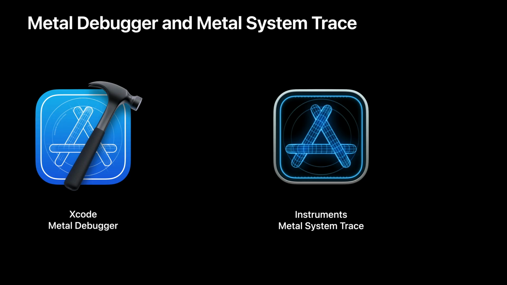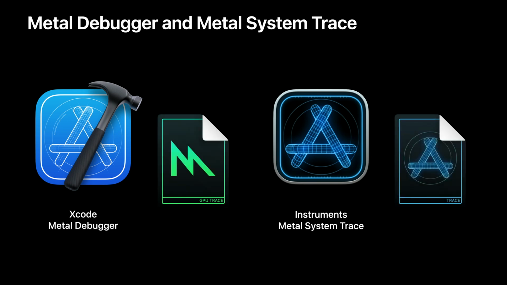For these games, we use Xcode's Metal Debugger to give us insights about their performance and how their frame graphs are structured. And we use Metal System Trace and Instruments to learn about a game's performance over time. It's a great idea to save a GPU trace file and an Instruments trace file so you can have your data both before and after optimization.